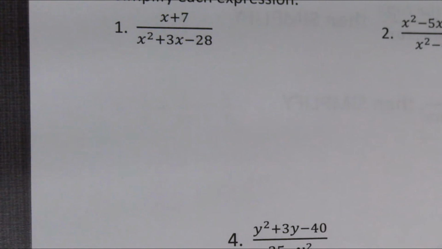All right. So our first step, remember, is to always attempt to factor anything that can be factored. Now in example number 1, x plus 7 on top cannot be factored any further than what it already is. So that's going to remain the same.